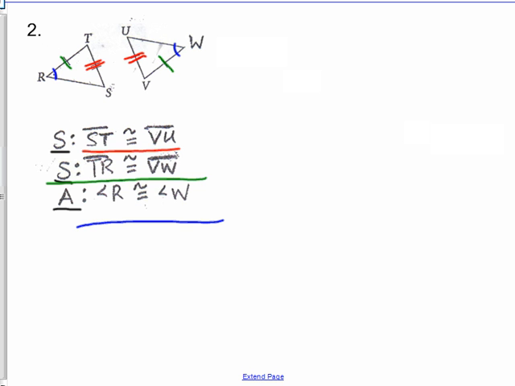I'm seeing that we have an angle and two sides. Angle and two sides. Oops. No. Geometry people do not swear. That's a bad word. That's not congruent. We don't have that reason at all. So this is not possible.